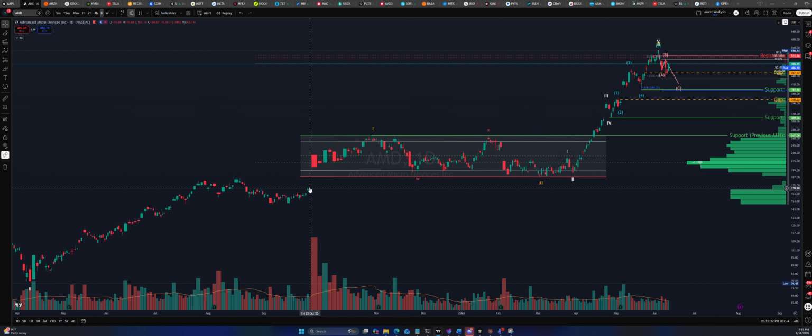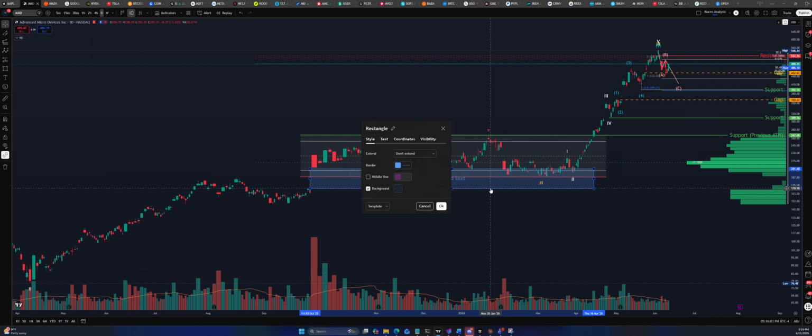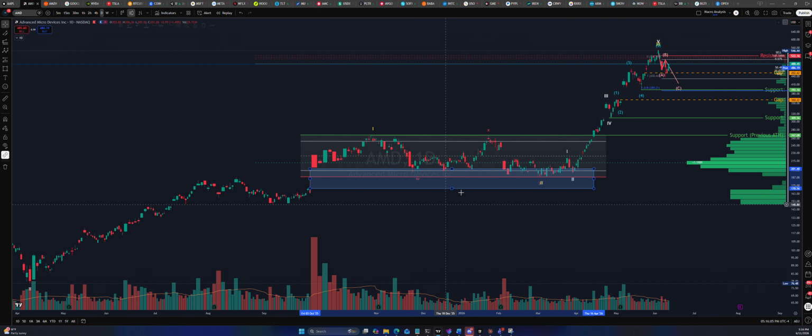There was a gap at the bottom here. I was looking for this gap to get filled. The gap did not get filled. Just for transparency, I missed AMD. And the reason I missed AMD is because I was looking at this gap to get filled right at the bottom here. My long entry was literally right at the bottom here. And it came so close and I did not get filled on this. But sometimes it happens. It's a big one I missed.